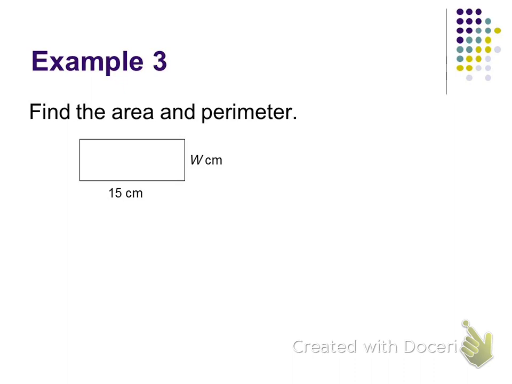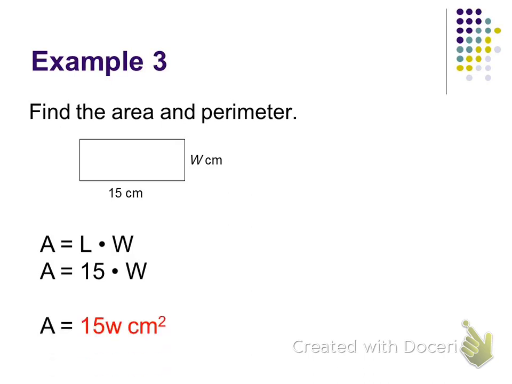The last example for the expression side of the notes is up on the board. We want to find the area and the perimeter. Let's do area first. The formula for area of a rectangle is area equals length times width. In this problem, the length is 15 centimeters. So I'll take the L out and put 15 in. And then the width is W, so that pretty much stays the same.